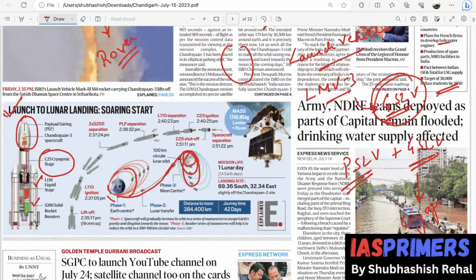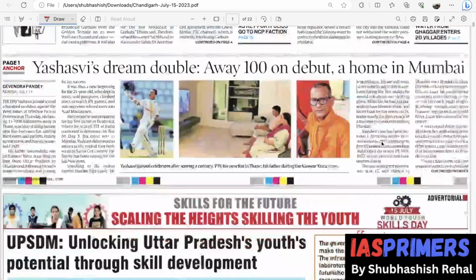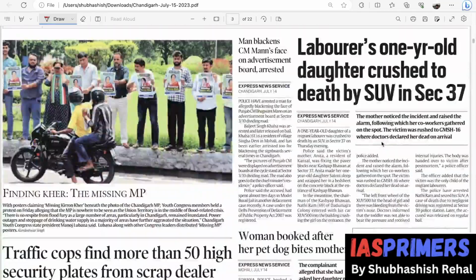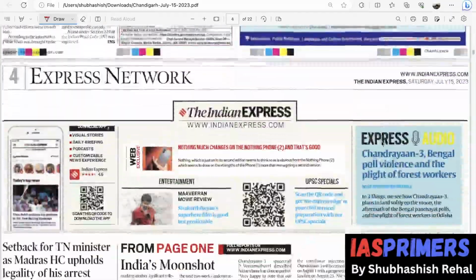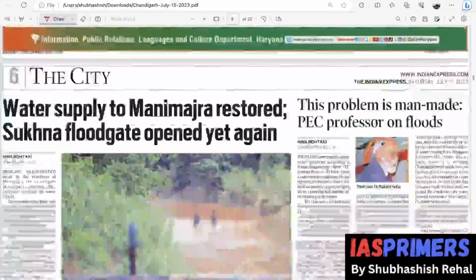Moving on. We'll just highlight the issues now with reference to the floods. More of it will be on the floods. So water supply affected. So I think this is about the capital, parts of the capital. So we'll just scroll through, not covering it. So the same things are there, repeated from the front page.